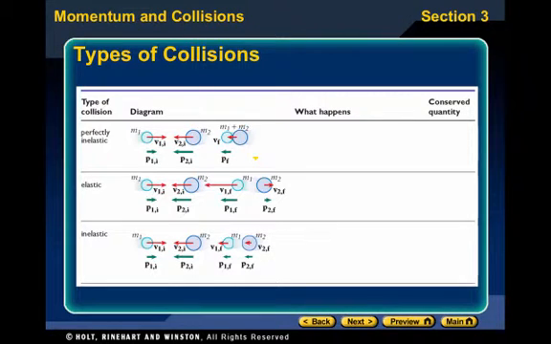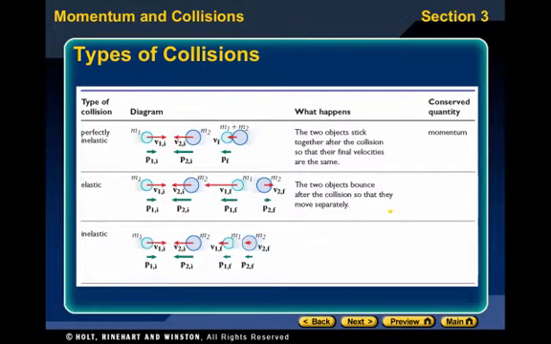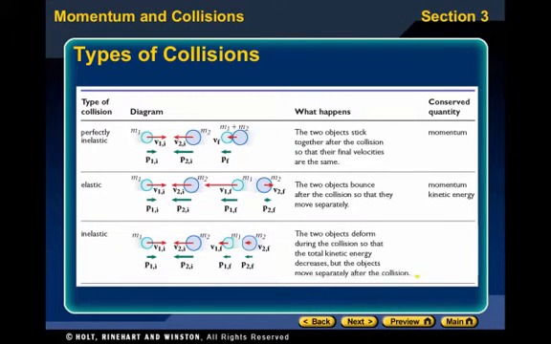So here's our diagram. For perfectly inelastic, they're moving towards each other and then go off together, and momentum is conserved. For an elastic collision, the two objects bounce, so afterwards they move separately, and both momentum and kinetic energy are conserved. And inelastic, the objects deform, meaning they could both be moving in the same direction, but they're not sticking together.